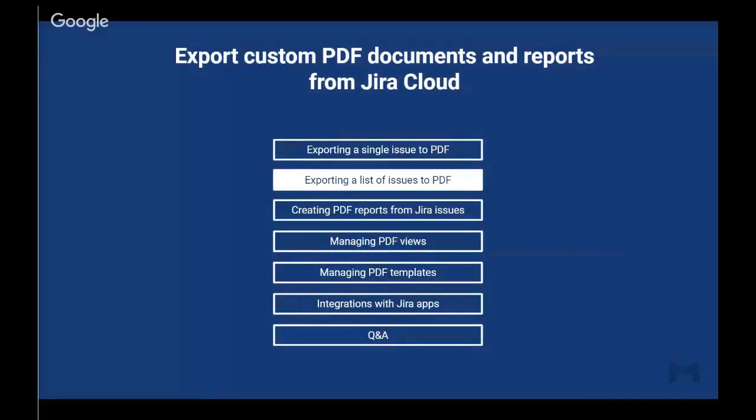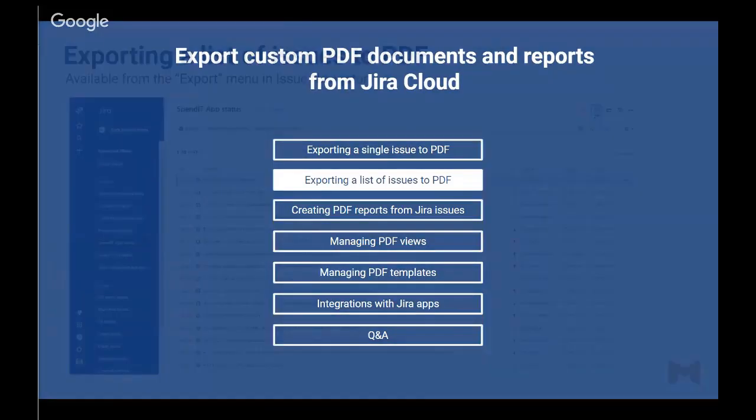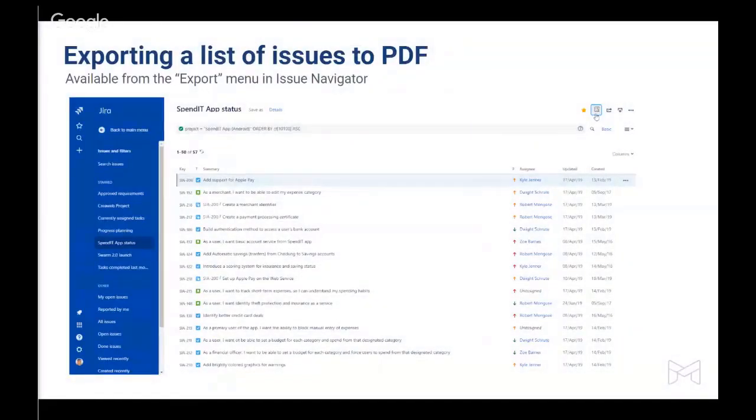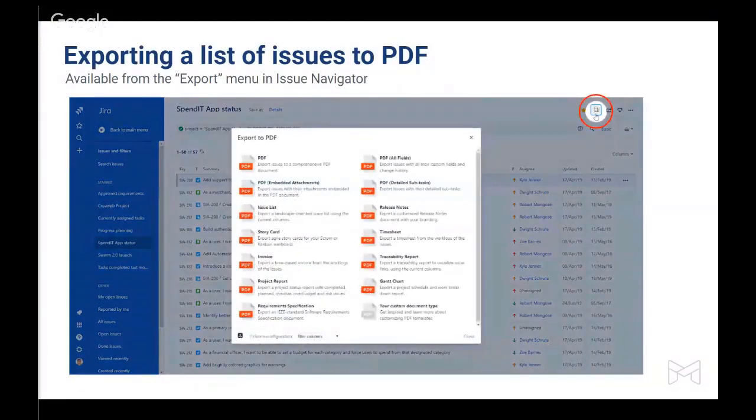Okay, so far we worked in the issue details screen and focused on a single issue. Now let's see what we can do with multiple issues. If you pull up your issue navigator screen in Jira Cloud, you can open the export options by clicking this tiny document icon in the upper right corner.